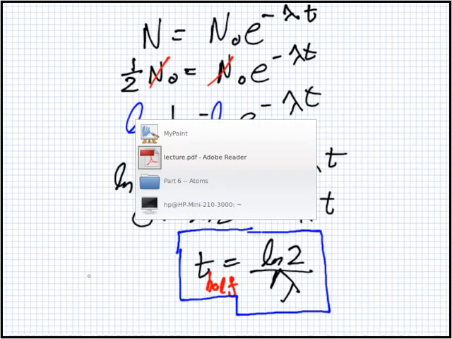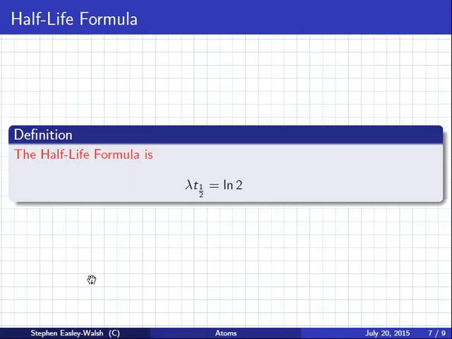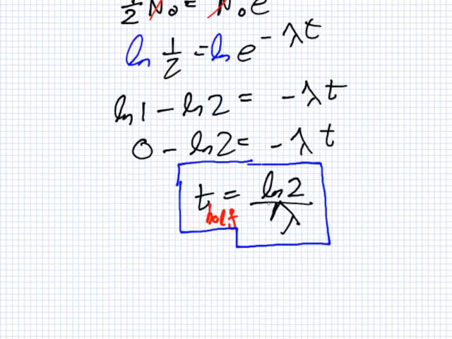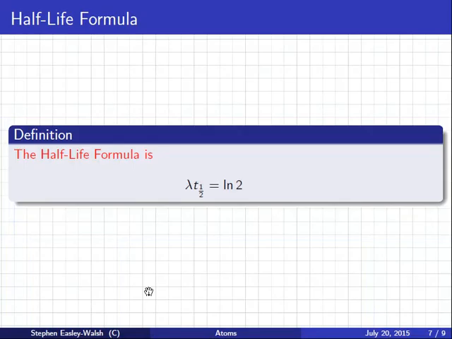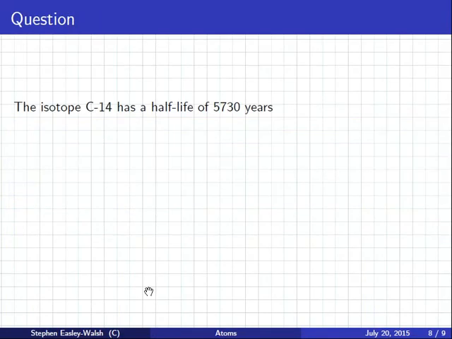Anyways, back here, so this is the formula. I write it like this, but I think in the formula book they might write it like this: lambda t a half equals log 2. It doesn't matter, it's the same thing. So this is the half-life formula, which you have. So let's have a look at a question.